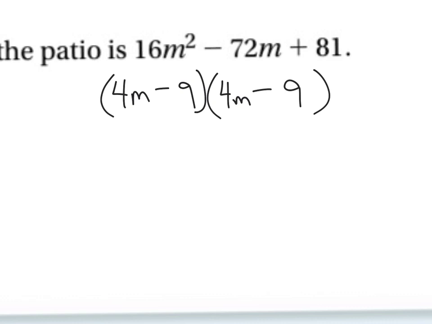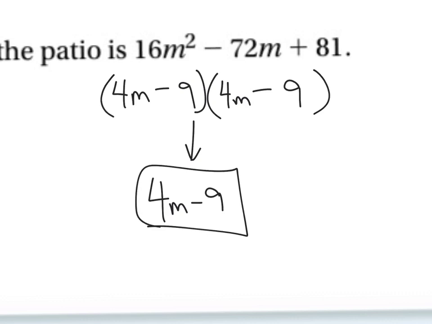Technically, the question is just what's one of the side lengths. So at that point, we could say one of the side lengths is 4m minus 9. We don't really have to rewrite it as 4m minus 9 quantity squared because they're just asking a side length. They're not asking us to factor it completely or anything.